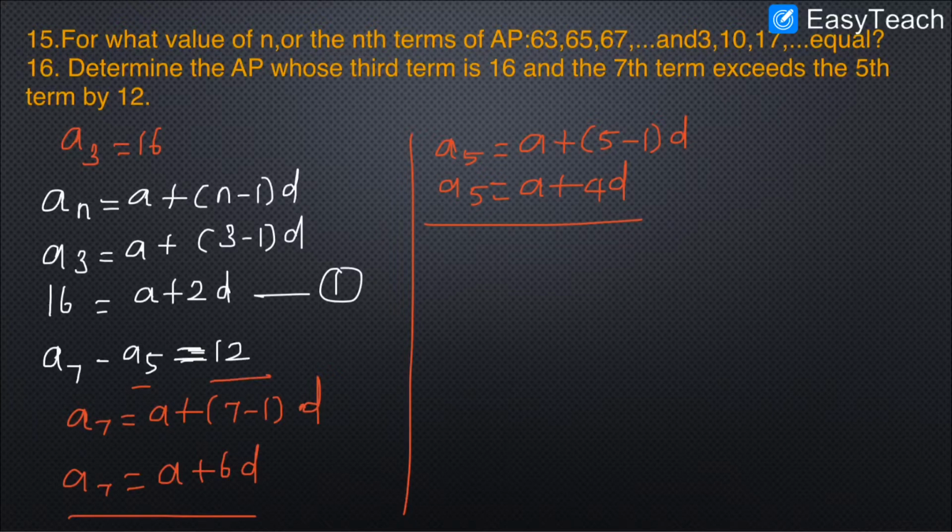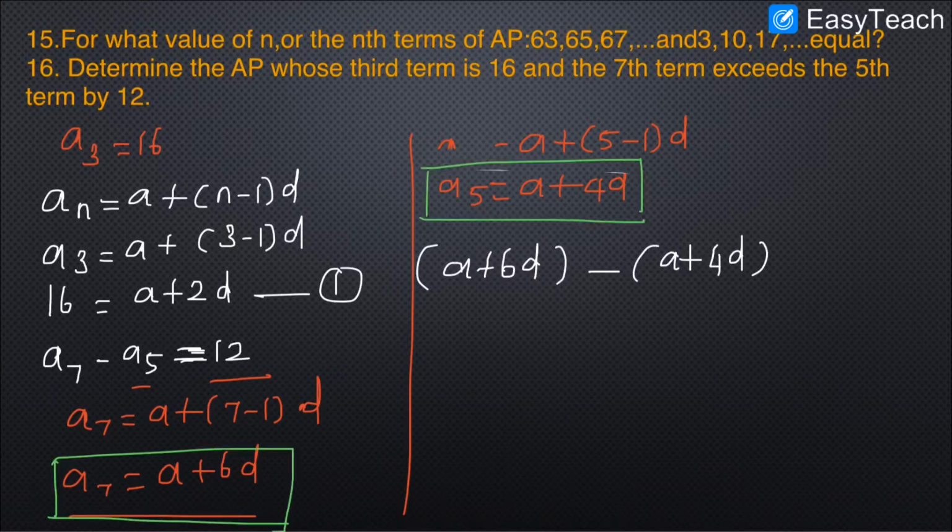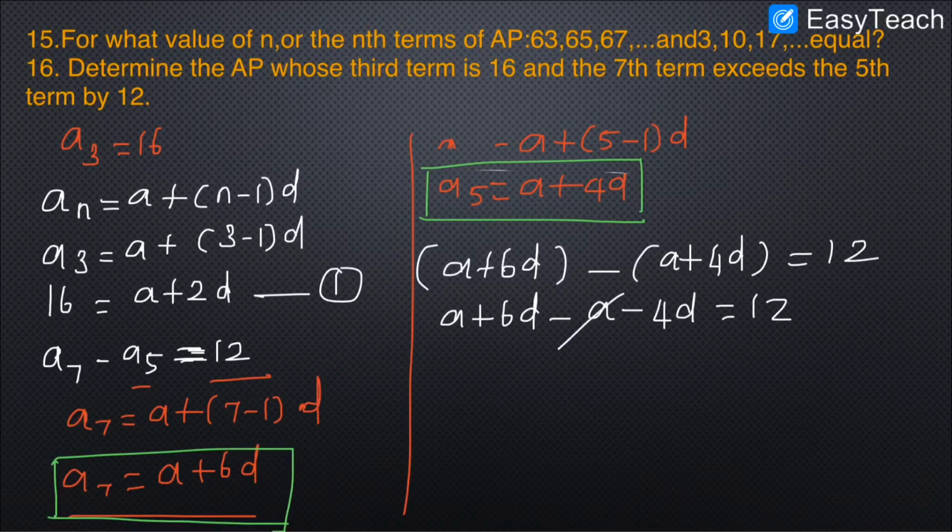Let me substitute the values. Here A7 is A plus 6d, minus A5, which is A plus 4d. We know the difference is 12. So I am going to give the negative sign inside: A plus 6d minus A minus 4d equals 12. Let me cut the minus A and plus A. The remaining is 6d minus 4d, 2d, equals 12. So d is 6.